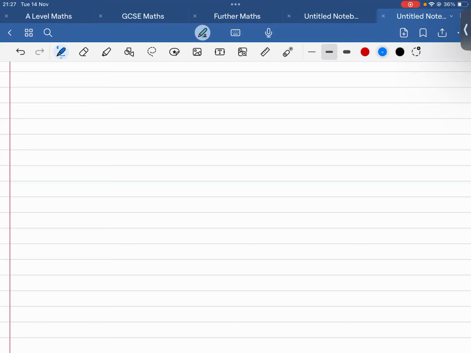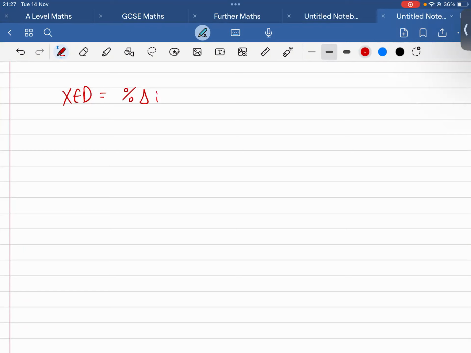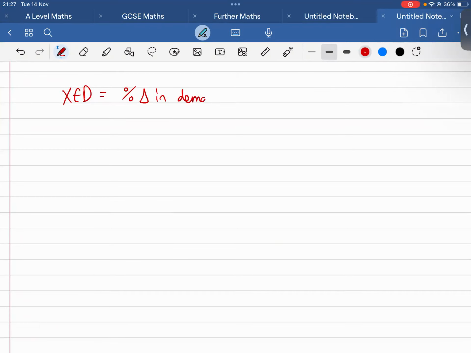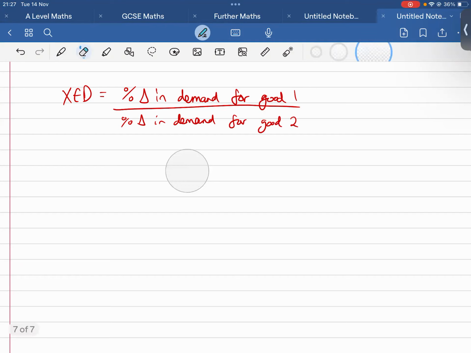The last one is the hardest, so it's XED. We already said it's the percentage change in demand for good 1 divided by the percentage change in the price for good 2. You wrote this already, so you don't have to write the formula again. But let's understand this better now.